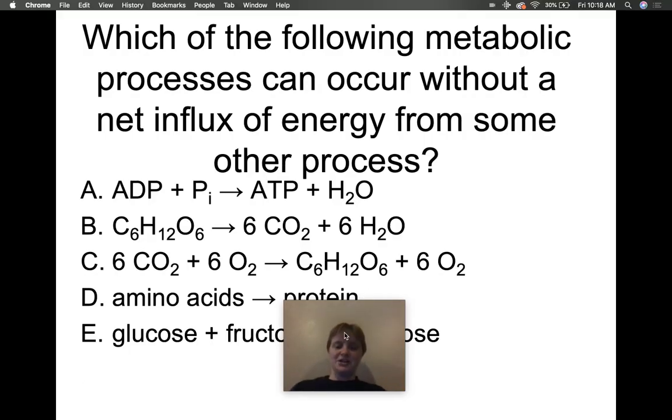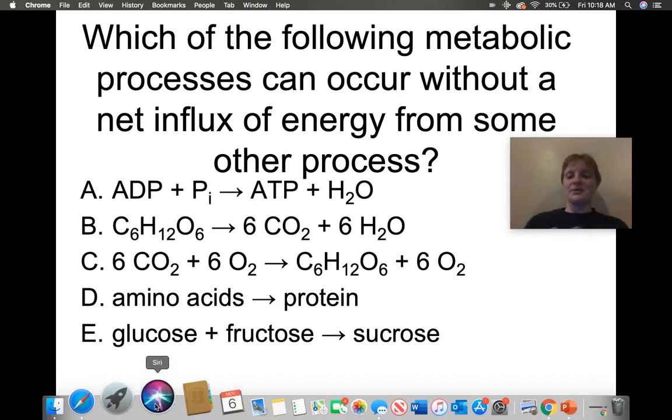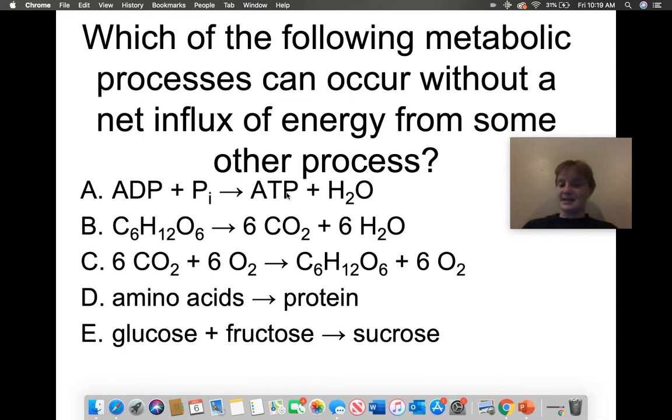Okay, here's a question for you. Which of the following metabolic processes can occur without a net influx of energy from some other process? So which one of these can happen without energy being input? Can we go from ADP to ATP? Glucose breaking down to carbon dioxide and water? Carbon dioxide and oxygen being used to make glucose and oxygen? That's not even a reaction. And honestly, neither is that one. Using amino acids to build protein. Using glucose and fructose to build sucrose.